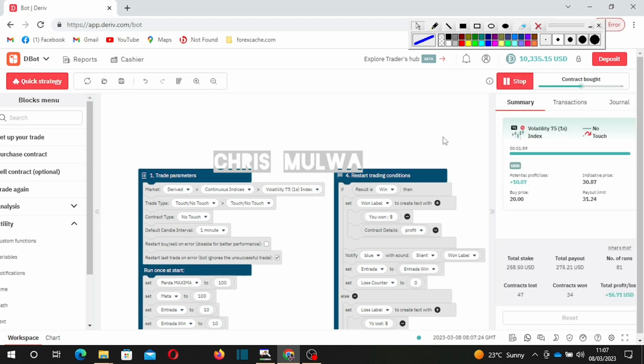We have lost. We have made one loss of $10. Now our contract is 20 because we are using the martingale of 1. Let's say one loss, it has touched. So let's see whether we will make it through. Our stake now is $20 because our martingale is 1.